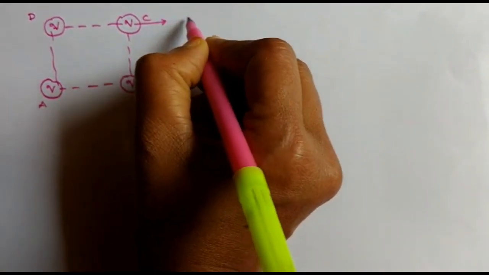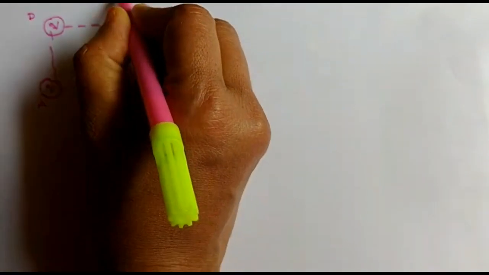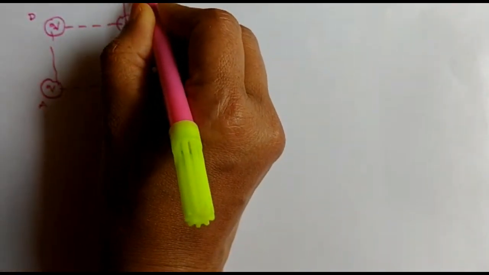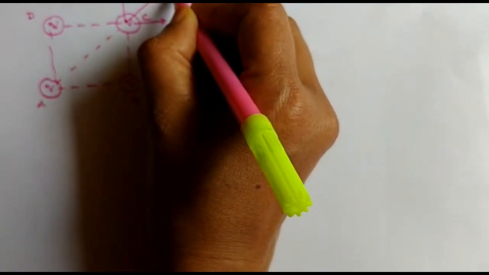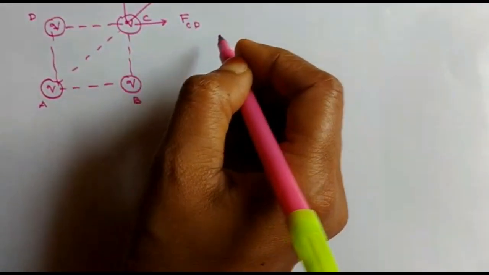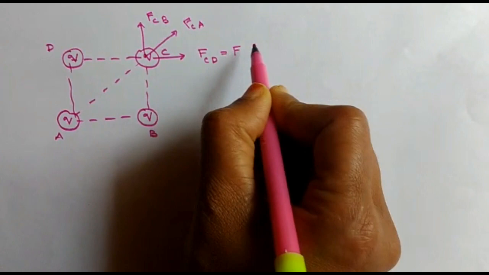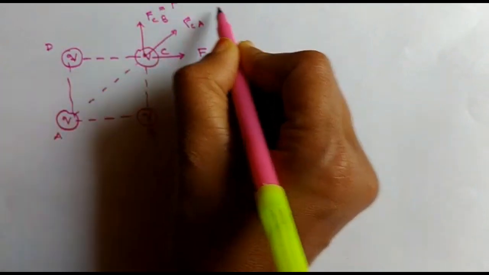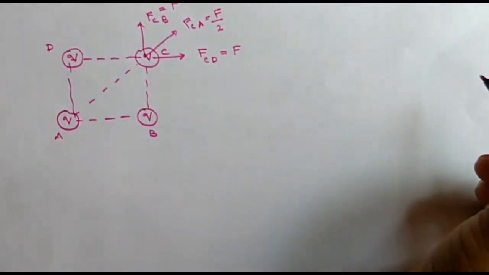I told you there are 3 forces experienced by C. Force on C due to D, force on C due to B. This was the direction of force on C due to A. If you don't want to write it in vector form, that means I caps and J caps, now you can observe this was F, this is also F, whereas this force is having a magnitude F by 2.